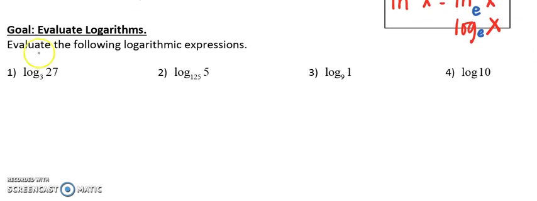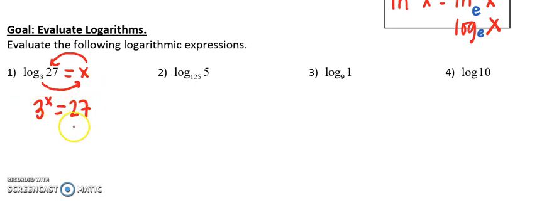So let's do this. Evaluate the following logarithmic expressions. So a couple ways you can do this, and I'm going to show you the way that we know so far. First thing, I don't know what this equals, right? So I'm going to say it equals x because I don't know what it equals. Now if we leave it here, we can go ahead and change it to exponential. So 3 to the x equals 27. And then you have to ask yourself, okay, 3 to what gives me 27?